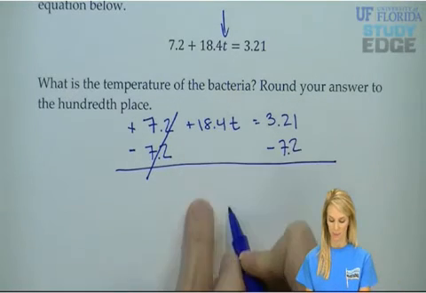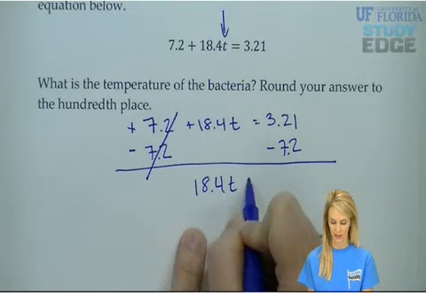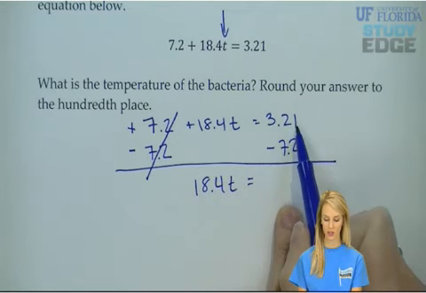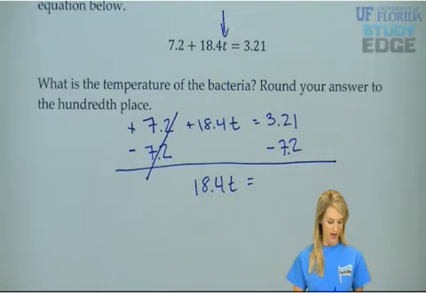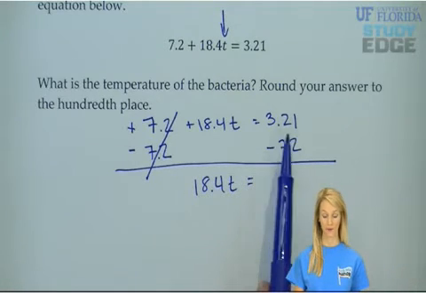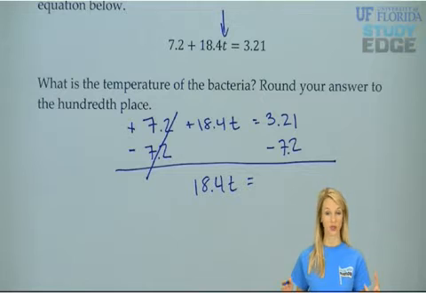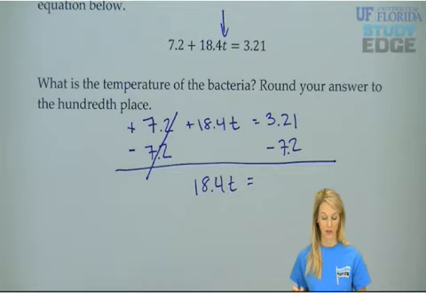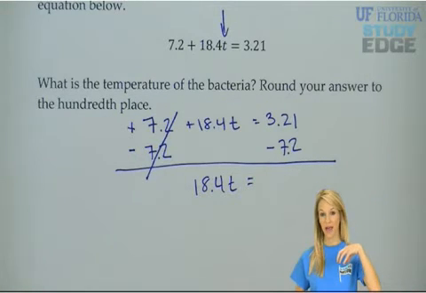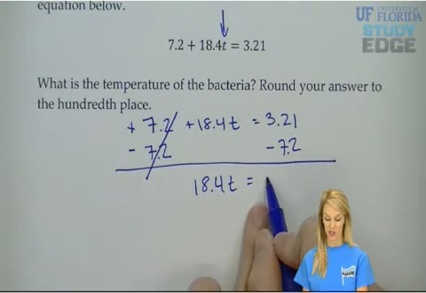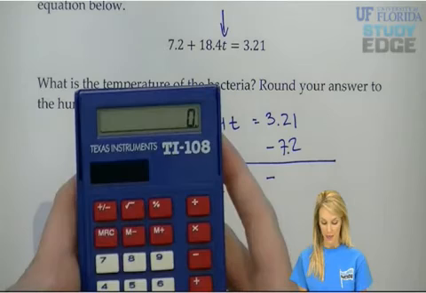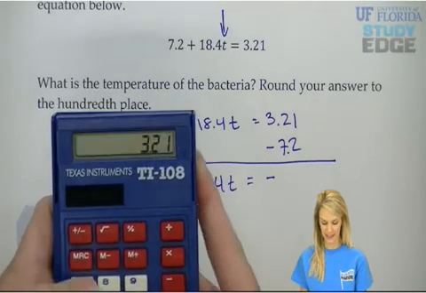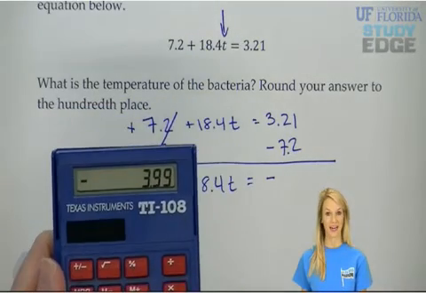Well, these cancel out. Our 18.4 T comes down. That's equal to what? What is 3.21 minus 7.2? We could do it by hand, or use your calculator. Just looking at these numbers, we have a 3.21 and a negative 7.2. Is our answer going to be a negative number or a positive? We're starting with 3.21 and taking away 7.2. That's going to put us in the negatives. So if you get a positive number when you do it, go back, you did something wrong. So 3.21 minus 7.2 leaves us with a negative 3.99.